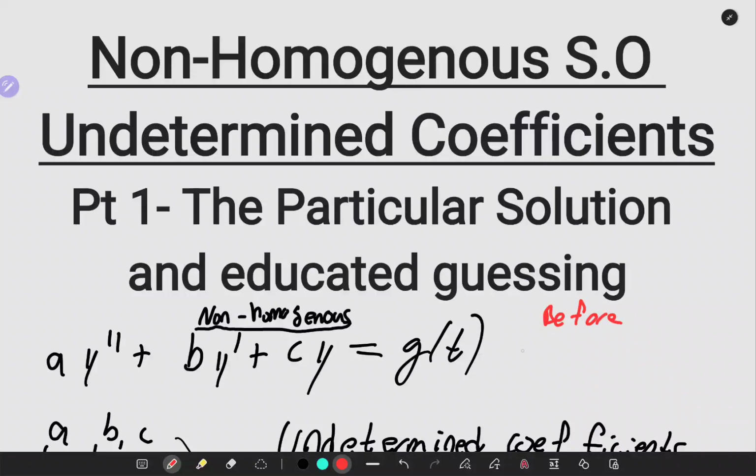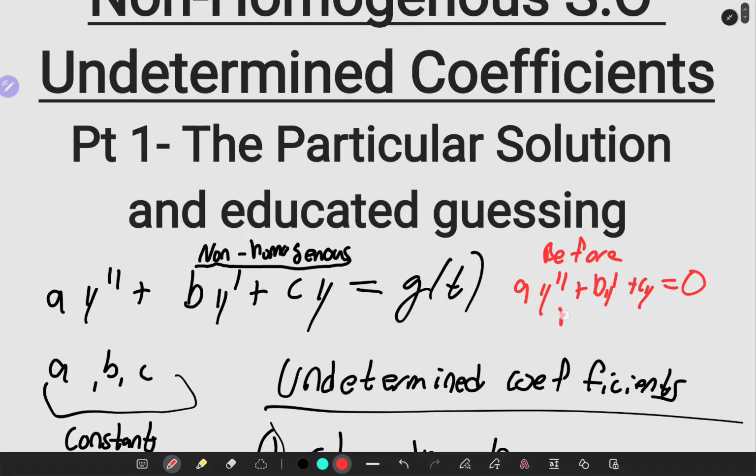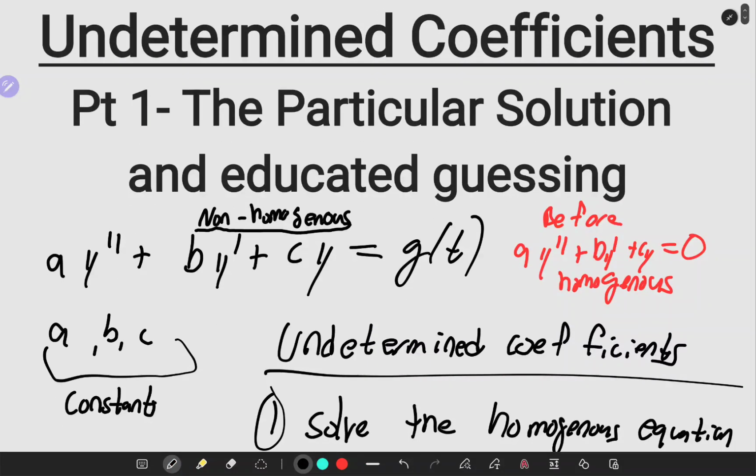So, like I said, before we had something that looked like this: ay double prime plus by prime plus cy is equal to 0, because our g of t was equal to 0. This was homogeneous. Now we have a non-homogeneous equation, so we're going to have a function. And just like before, a, b, and c are constant coefficients.